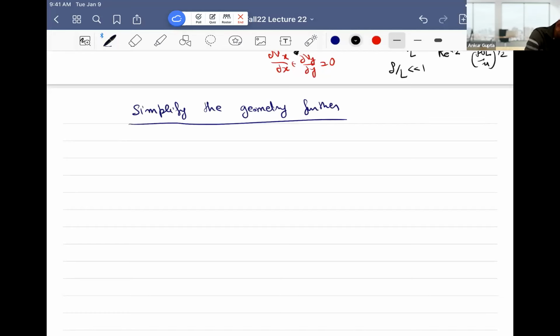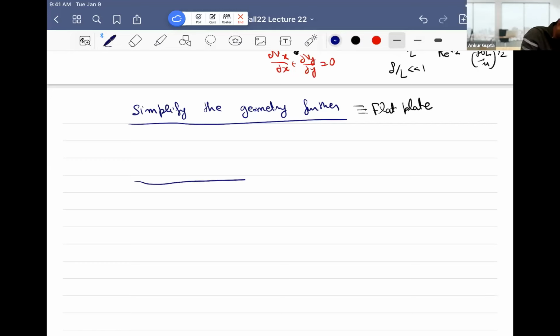And basically we'll focus on a flat plate. Okay, so that's the idea. So we will not focus on a cylinder because a cylinder, as you can imagine, has a more complex geometry. I'll discuss that in the later part of the lecture. But let's just start with a slightly simpler problem where you have a flat plate.